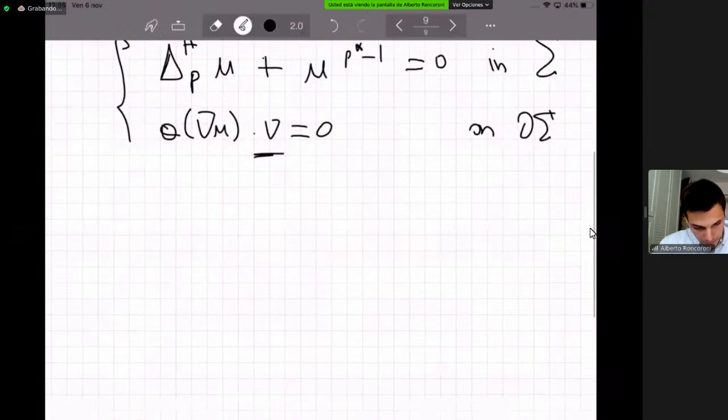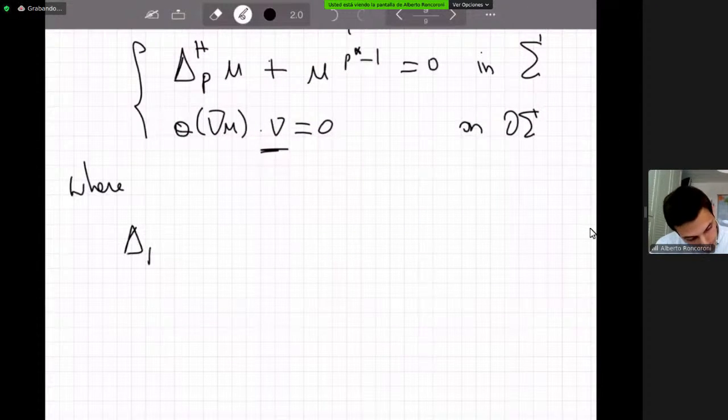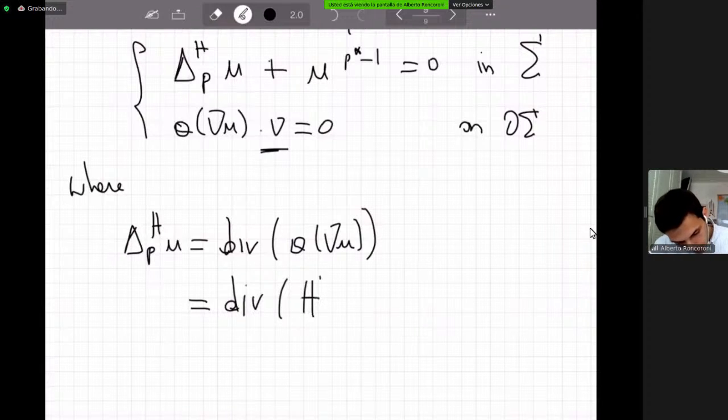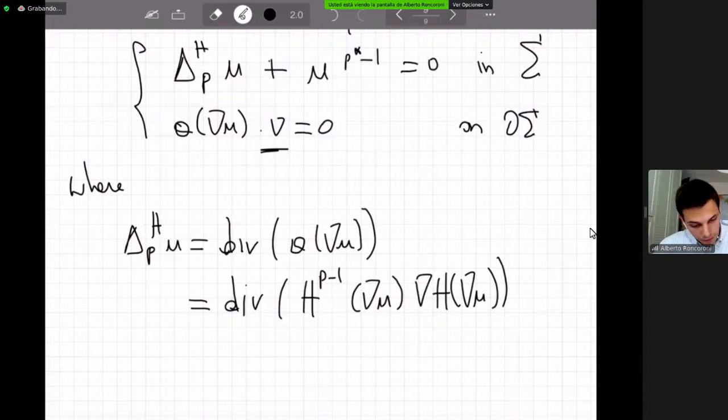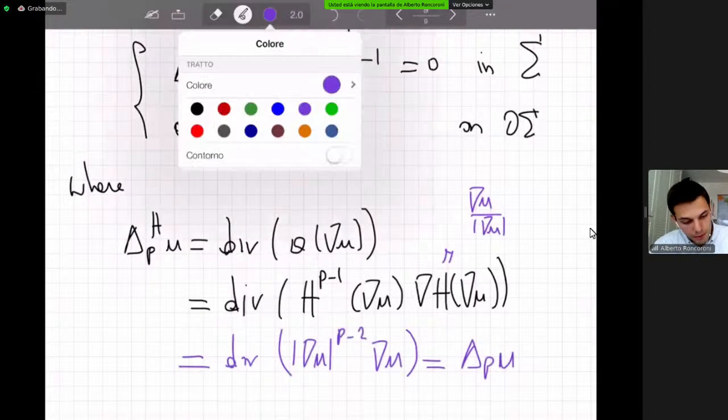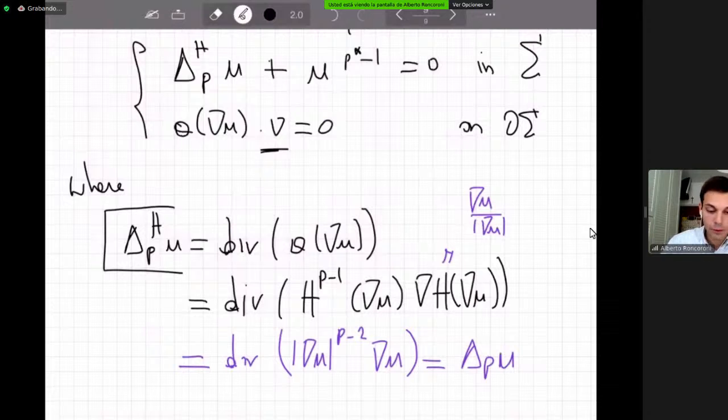Here this Delta_p^H of u is the so-called anisotropic p-Laplace operator, which is the divergence of a of the gradient of u, where this a is h to the power p minus 1 of the gradient of u, times the gradient of h at the gradient of u. If h is the Euclidean norm, then this gradient of h is nothing but the gradient of u divided by its norm, and of course you see that this is the divergence of the norm of the gradient of u to the power p minus 2 times the gradient, so it is the usual p-Laplace operator as before. So this is the natural generalization to this context.